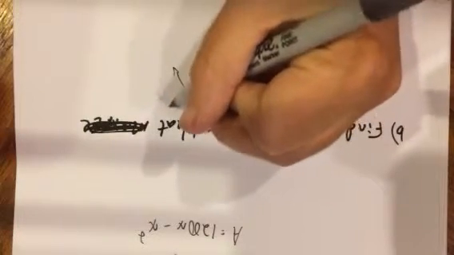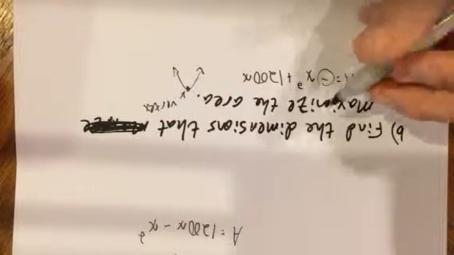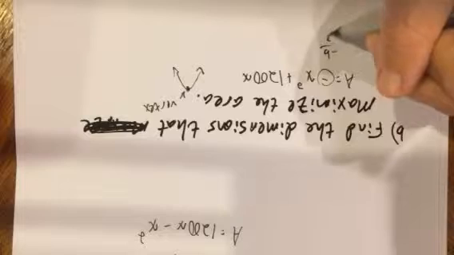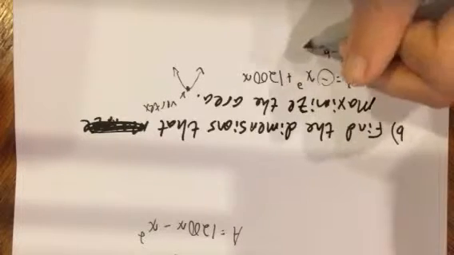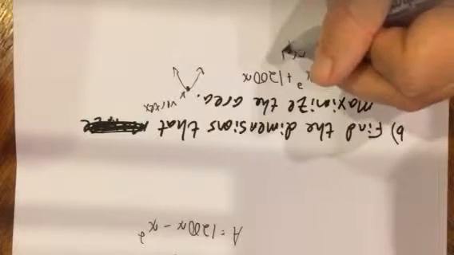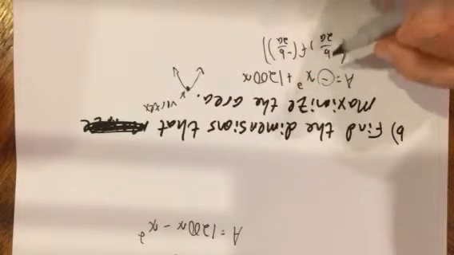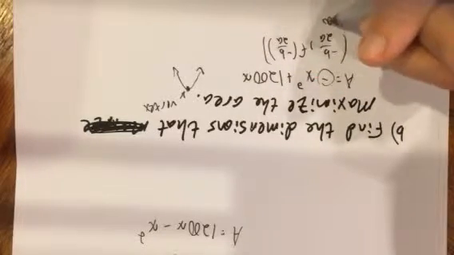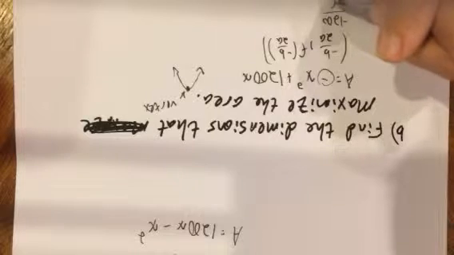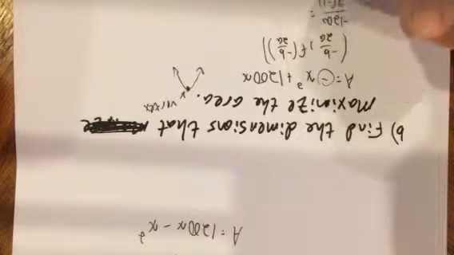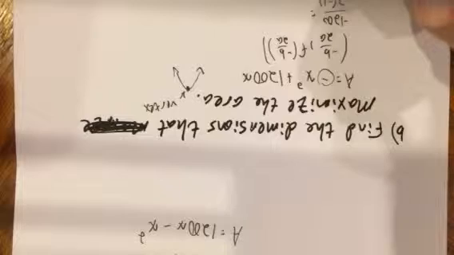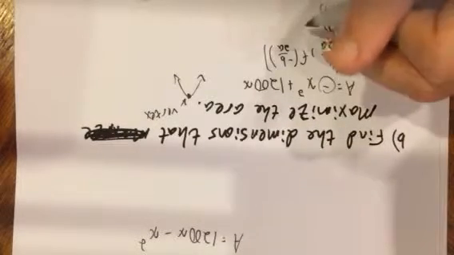The max is going to be at the vertex, and I can find that vertex. Vertex again is negative b over 2a for my x coordinate. I would just sub that back in to find my y. So b is 1,200, so negative 1,200 over 2 times negative 1 would be negative 1,200 over negative 2, so 600.